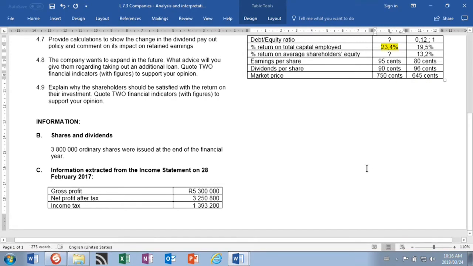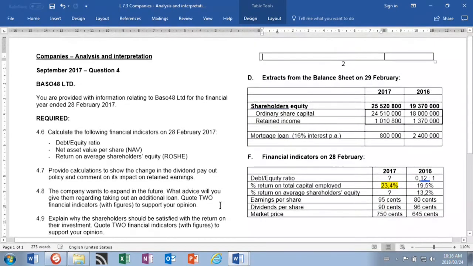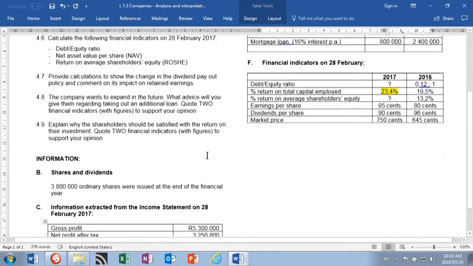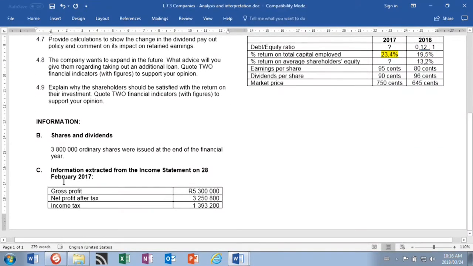Okay, net profit after tax, 3,250,800. We don't have the interest expense. I think I've got it here. I just didn't add it there. Okay, let me quickly add it. I'm sorry. I didn't think that we are going to do it, but let's do it. Interest expense, and that was 45,000 there. Let's quickly put it in there. 45,000 in there. Okay, let's take out that space there.